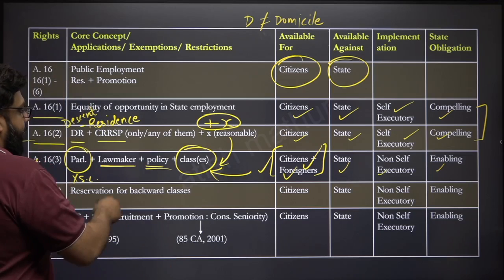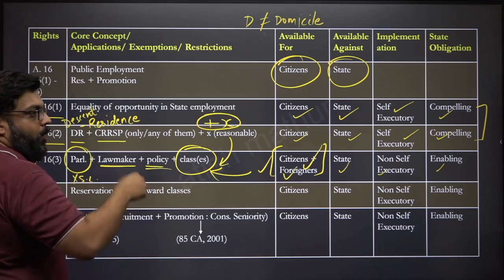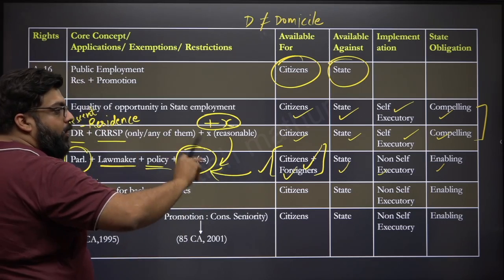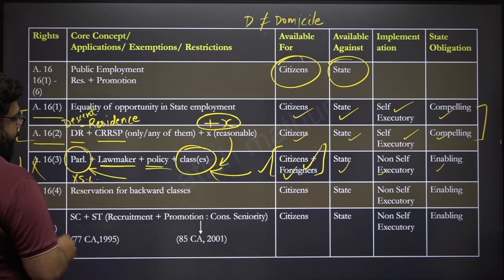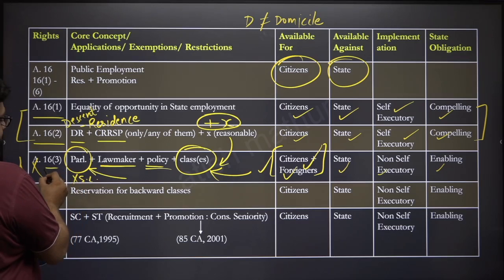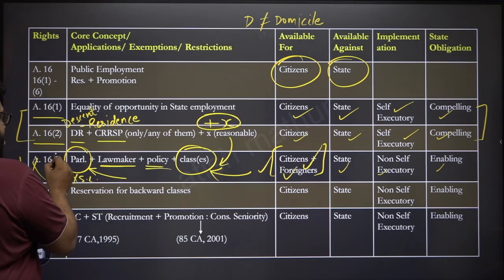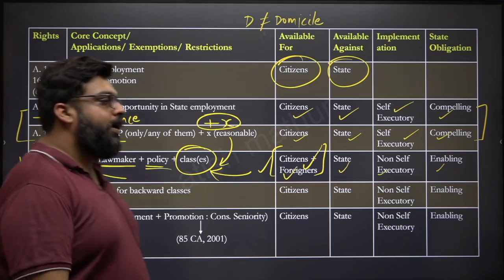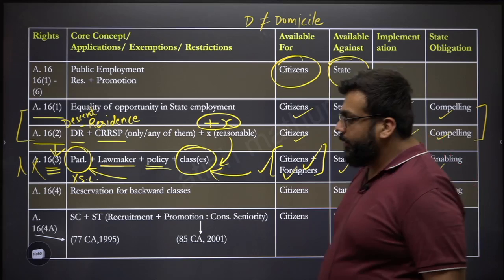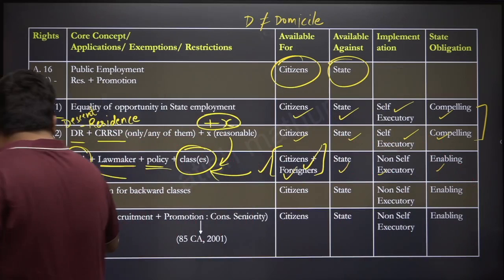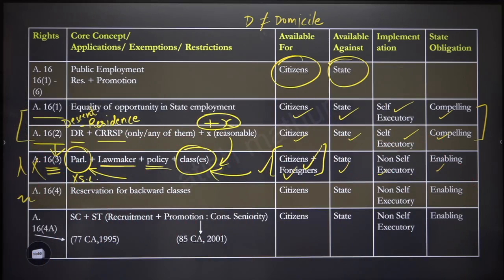Which means you can create a law wherein you can regulate on residence, and the only person who can do that is the Parliament, and therefore Article 16 Clause 3 is sort of an exception to Article 16 Clause 2. Is it relevant for the exam? Absolutely not.